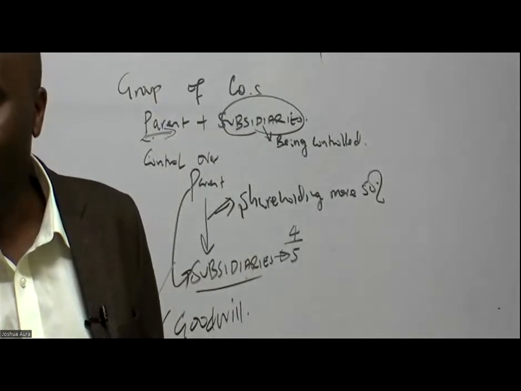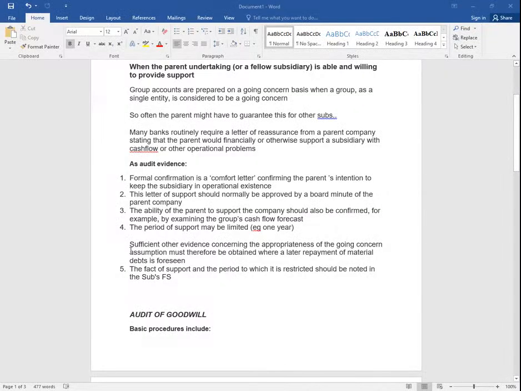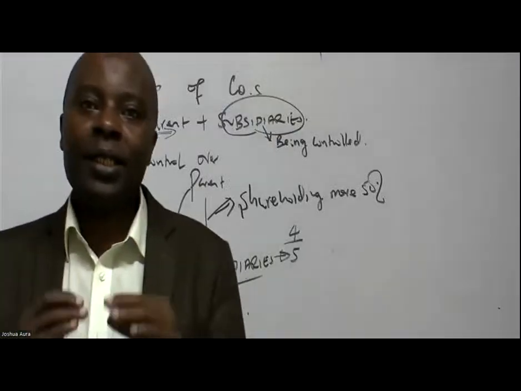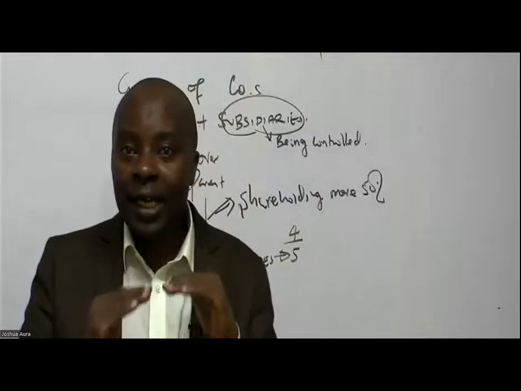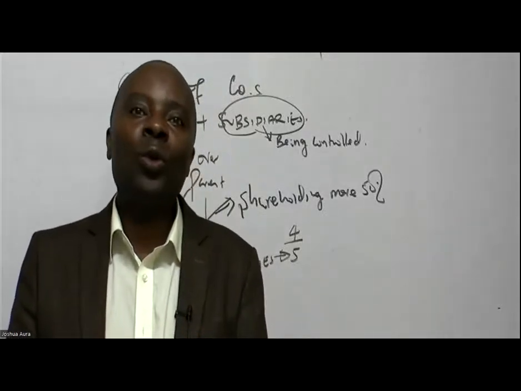Now, ladies and gentlemen, from there, we are told note number 4, the period of support may be limited. We will have to specify this, e.g. 1 year. Sufficient other evidence concerning the appropriateness of the going concern assumption must therefore be obtained where a later repayment of material debt is foreseen. The fact of support and the period to which it is restricted should be noted in the subsidiaries' financial statements. Listen to me.